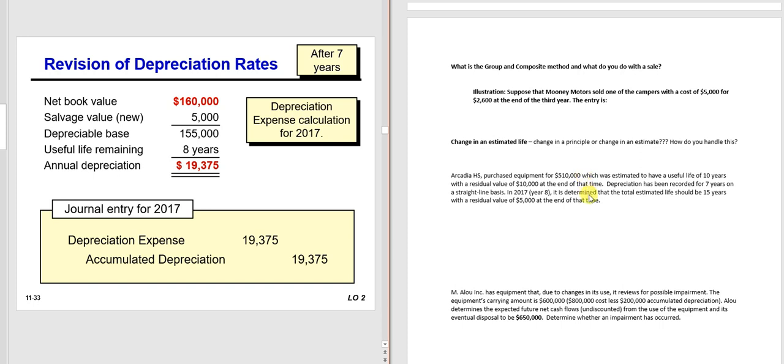Also, let me add one more thing to this. What if, in order to get it to last 15 years, I did a major improvement, and that improvement cost me $20,000? So remember, if it significantly extends the useful life of an asset or significantly increases its value, I add it to the cost of the asset. So what I would do here is just add that cost right here. I'd have the $160,000 plus whatever I spent on it.